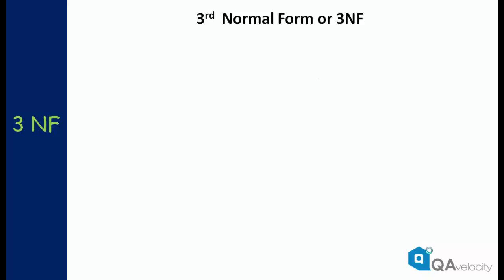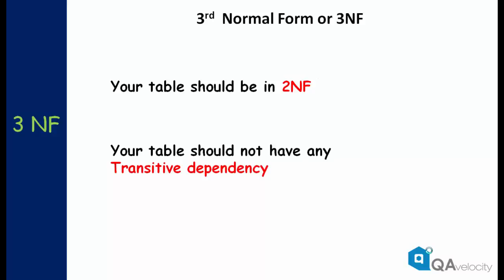If you want your table in third normal form, then your table needs to follow the below two rules. The first rule says your table should be in second normal form, which we have already created. And the second rule says your table should not have any transitive dependency. And transitive dependency is when a non-key column is dependent on or related to another non-key column of the table.